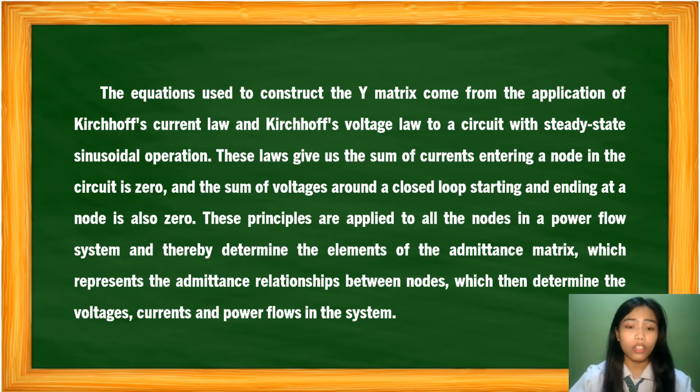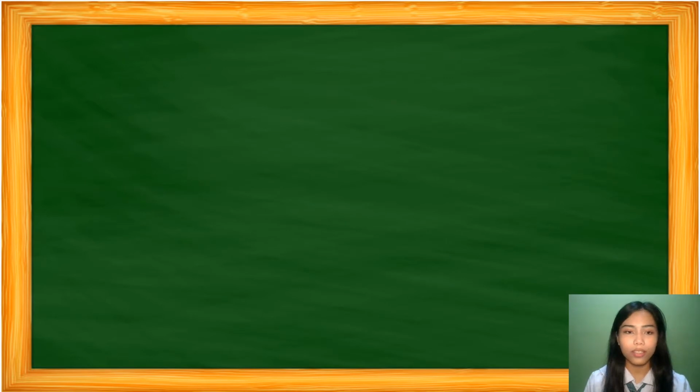In order to obtain the node voltage equations, we consider a simple power system in which the impedances are expressed in per unit on a common MVA base. Sometimes for simplicity, resistances are neglected and impedances are converted to admittances. To make it more clear, let's have an example.